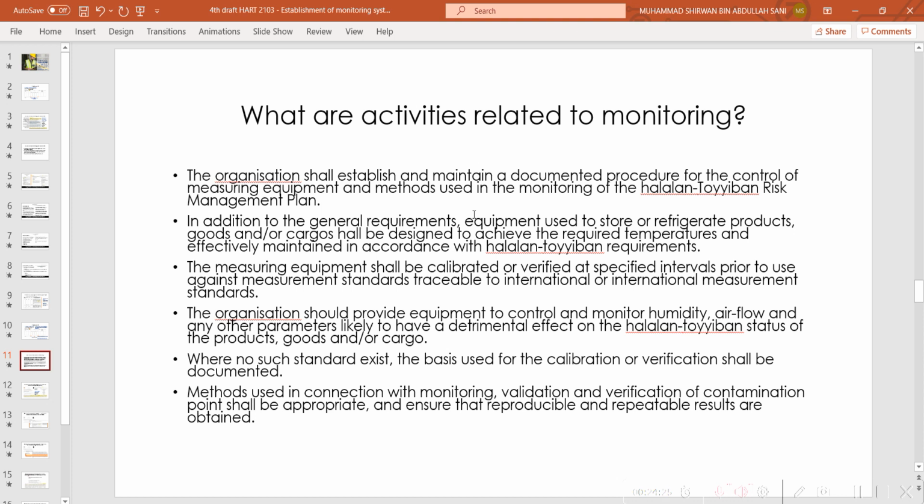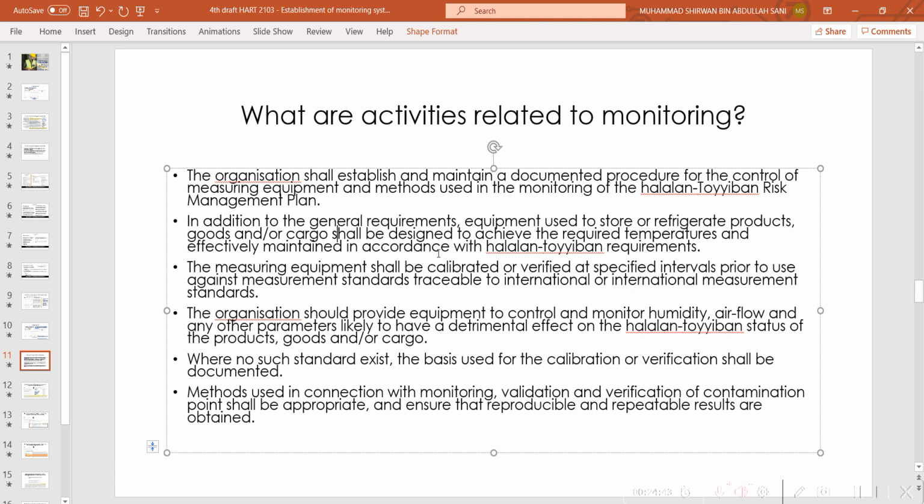All right. In addition to general requirement, equipment used to store or refrigerate product, goods or cargo shall be designed to achieve the required temperatures and effectively maintained in accordance with the halal and Thayyiban requirement.